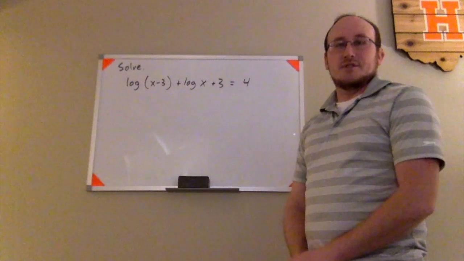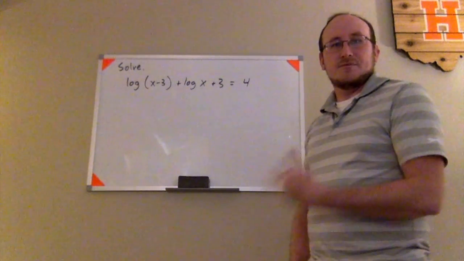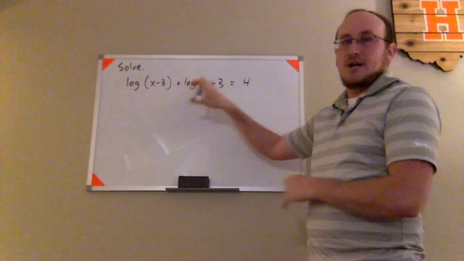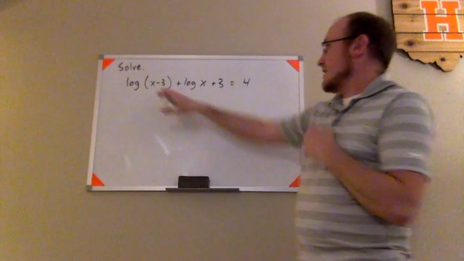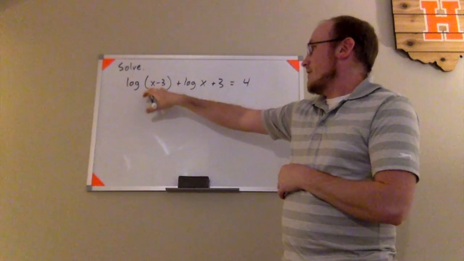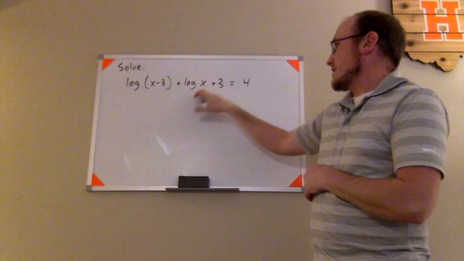Let's take a look at how to solve this logarithmic equation. As you can see, this differs from some other examples that we've looked at because I see multiple logarithms in this problem. So taking a look at this, first off, I see that I have log of x minus 3 plus log of x plus 3.